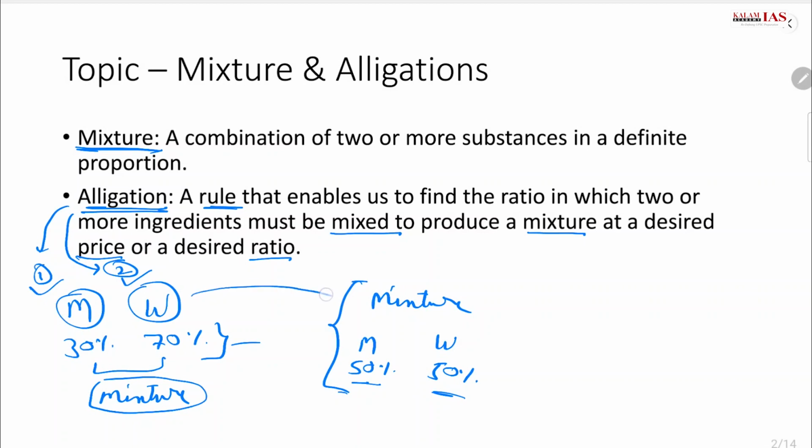So alligations are the rules. And what are these rules? We'll see when we solve the questions. They are very simple. Actually, we have formulas for this alligation, but again we'll avoid using formulas because they are confusing. We'll just apply simple logic to get our answer. I hope the meaning of mixture and alligation is clear, and then we'll see a few practice problems.